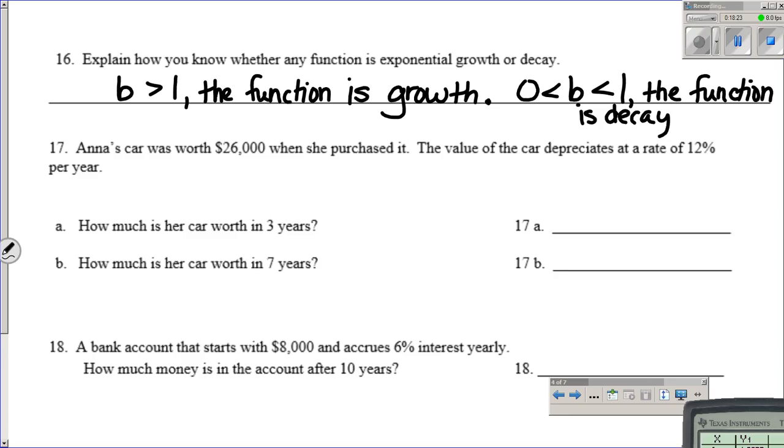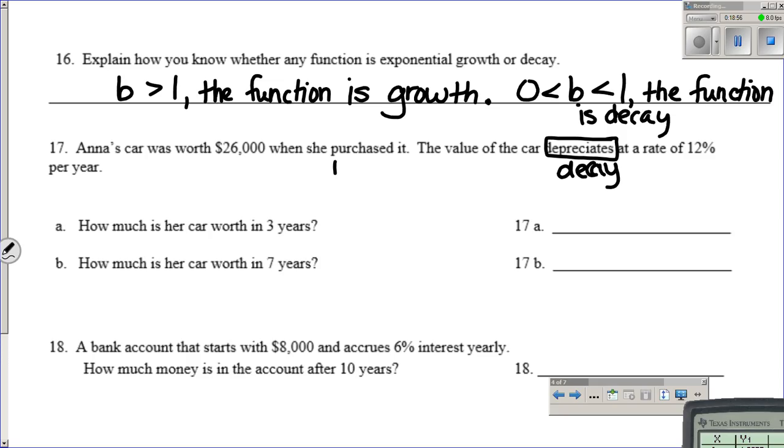Okay, we're going to look at some application problems now where we will actually see that growth and decay factor in the equation. Number 17 says Anna's car was worth $26,000 when she purchased it. The value of the car depreciates at a rate of 12% per year. So the key word that jumps out at me is the word depreciates. Depreciates does mean decreases or decay. So remember, when it's decay, we need to convert the percent to a decimal and we need to subtract it from 1.